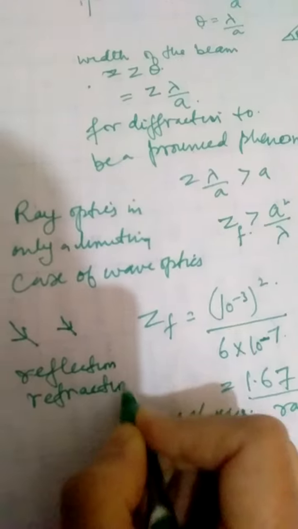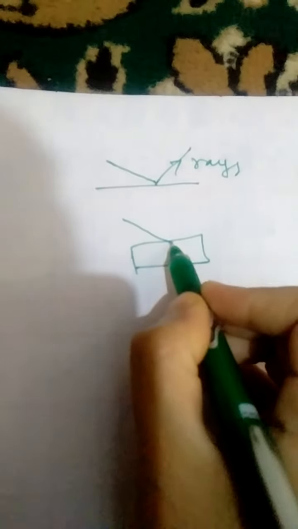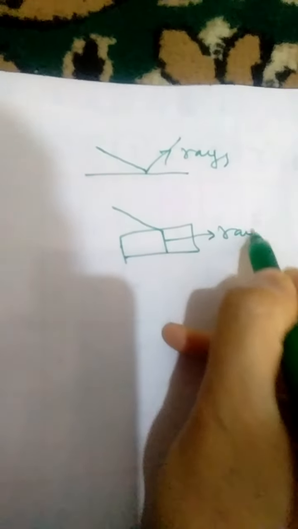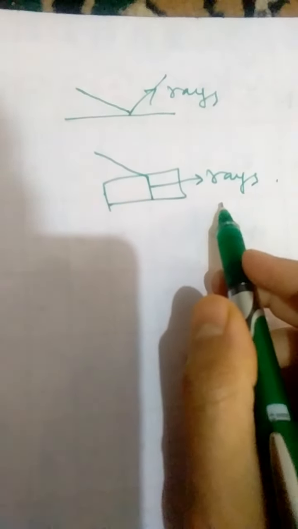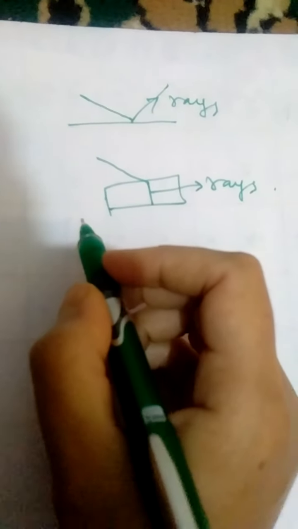How do we show them in diagrams? We show them like this, that this is the incident ray and this is the reflected ray. We show them in terms of rays. Similarly, the phenomenon of refraction, we show in the form of rays or lines, because diffraction is not that pronounced here. Therefore, in day-to-day examples, it is ray optics which dominates and not wave optics.